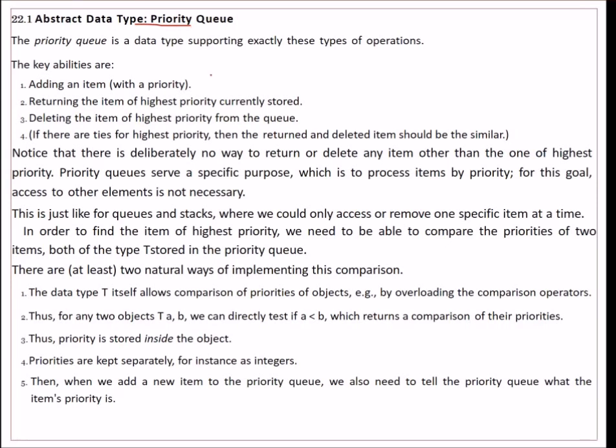So all this discussion comes, and then we need to talk about this priority queue that addresses these things, which is an abstract data type. You know that this ADT has different types of operations associated with it. So the key abilities for this priority queue are addition of an item with a certain priority, returning the item with the highest priority, deleting the item with the highest priority, and so on.